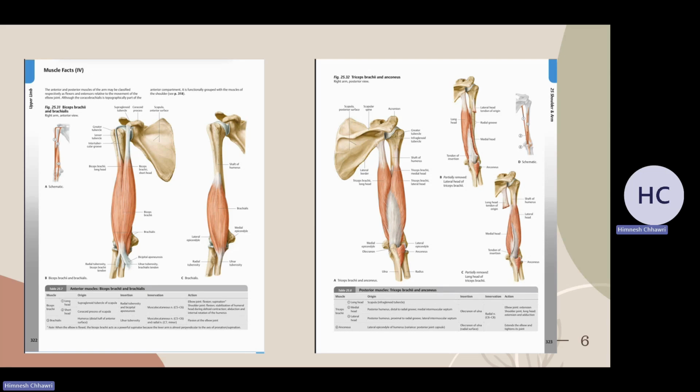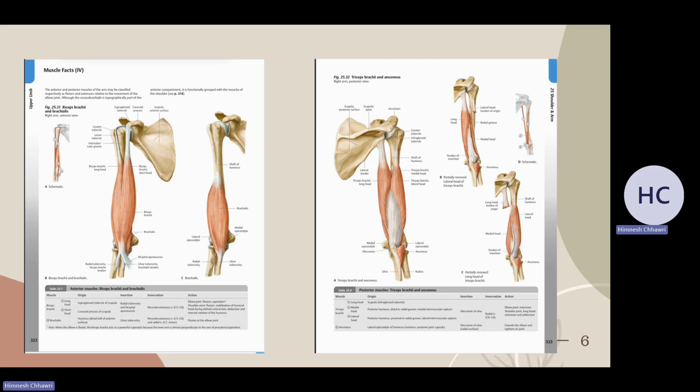Then we have the anconeus muscle. People tend to forget the anconeus muscle because it's a small muscle, but don't forget it. Small muscles, remember, triceps and anconeus. Posterior compartment, you need to know anconeus and triceps.